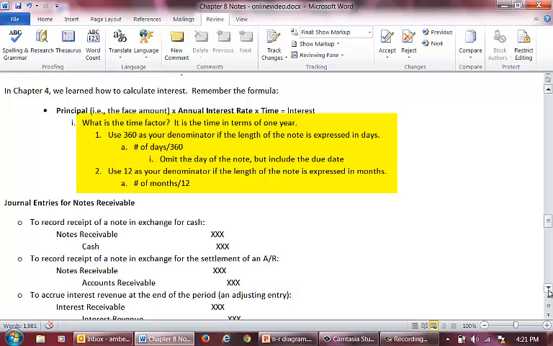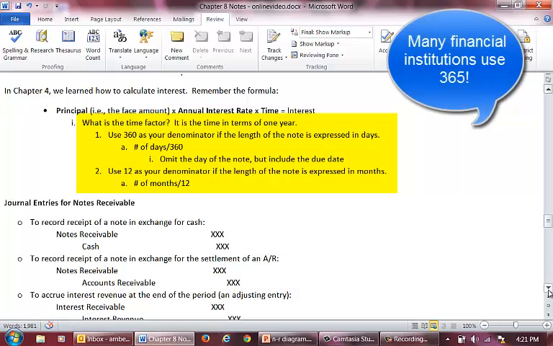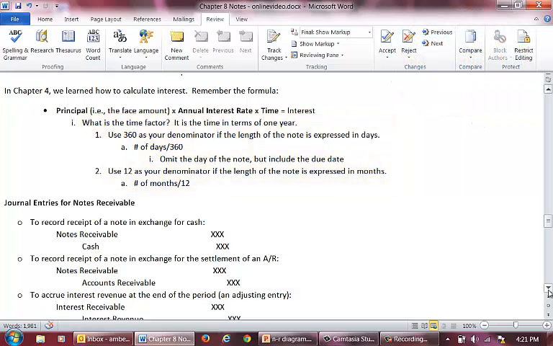We use 360 instead of 365 because in the days before calculators, it was easier to divide by 360 instead of 365. Even though we have easy access to calculators today, we still use the 360 denominator.